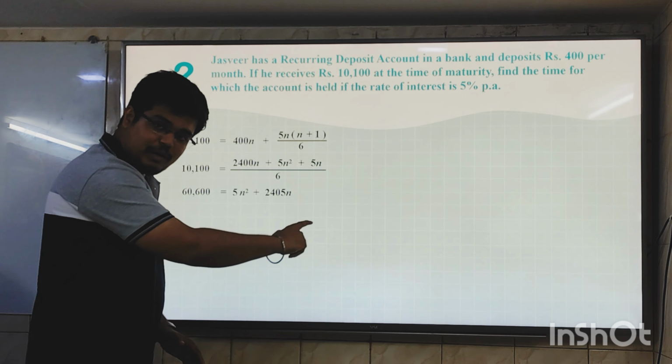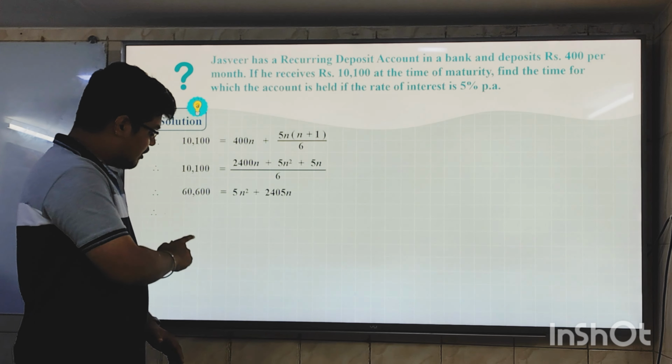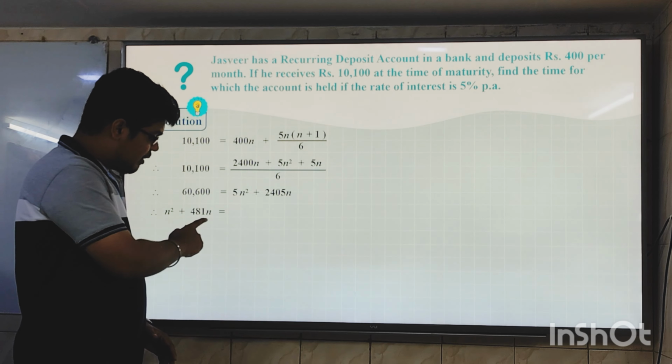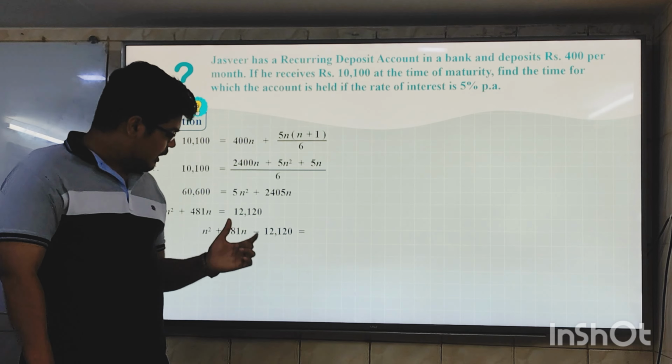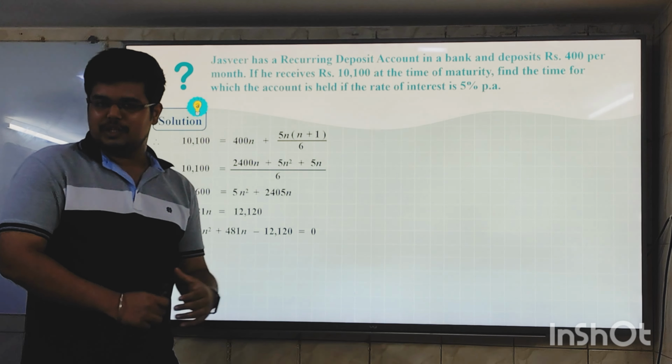We'll have to divide everything by 5. Take this number on the other side, and the final quadratic will be n square plus 481n equal to 12120. Take this on the other side. This is the final quadratic: n square plus 481n minus 12120 is equal to 0.